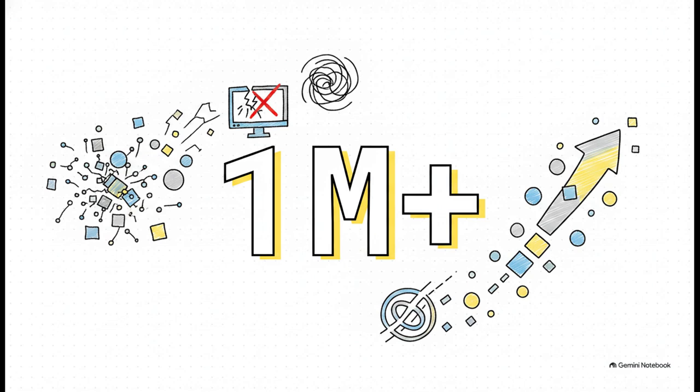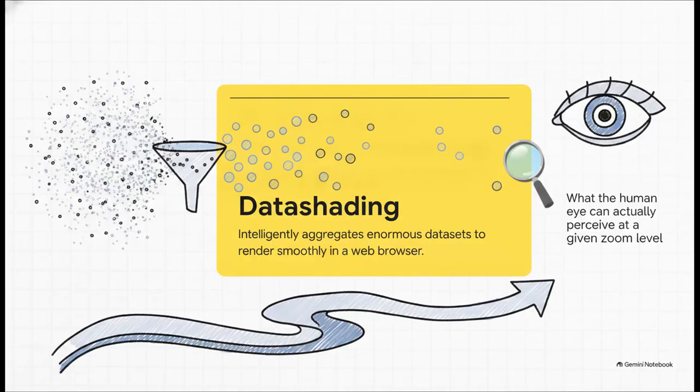But here's the thing. Bokeh was explicitly engineered to tackle exactly this challenge from day one. How does it do it? Bokeh handles this massive scale through a specialized technique called data shading. Data shading is brilliant. It smartly aggregates these enormous datasets down into a much more manageable form before the data ever even hits the screen. It basically calculates exactly what the human eye can actually perceive at whatever your current zoom level is, and it only renders that. Because of this, neither your browser nor your viewer is ever overwhelmed. You get smooth, fluid interaction no matter how huge the dataset is. No more crashed browsers, no more frustrated end users. It's a real game changer.